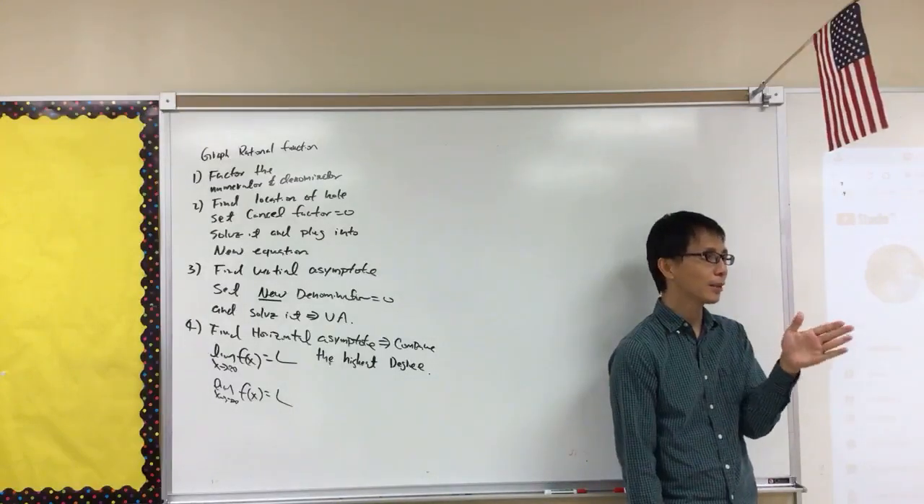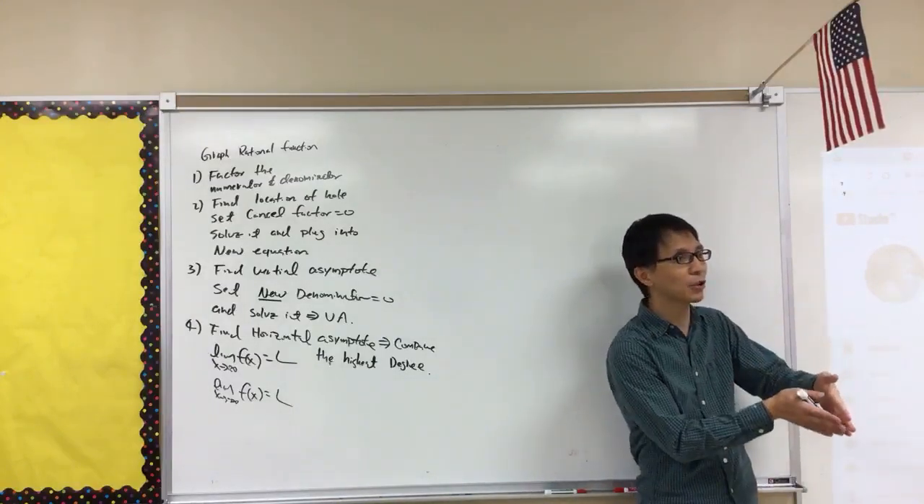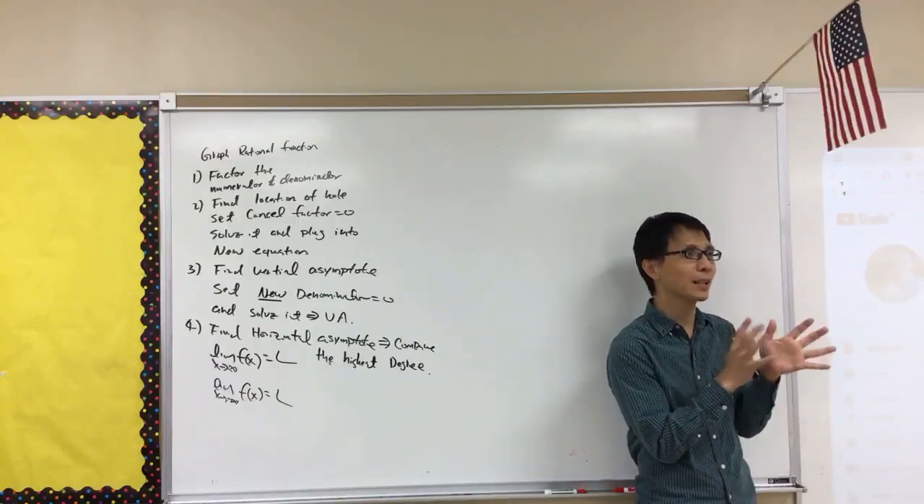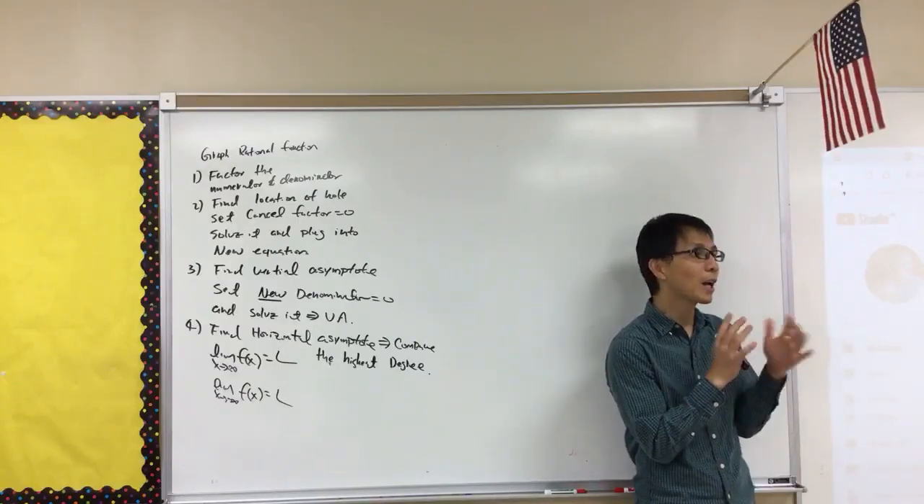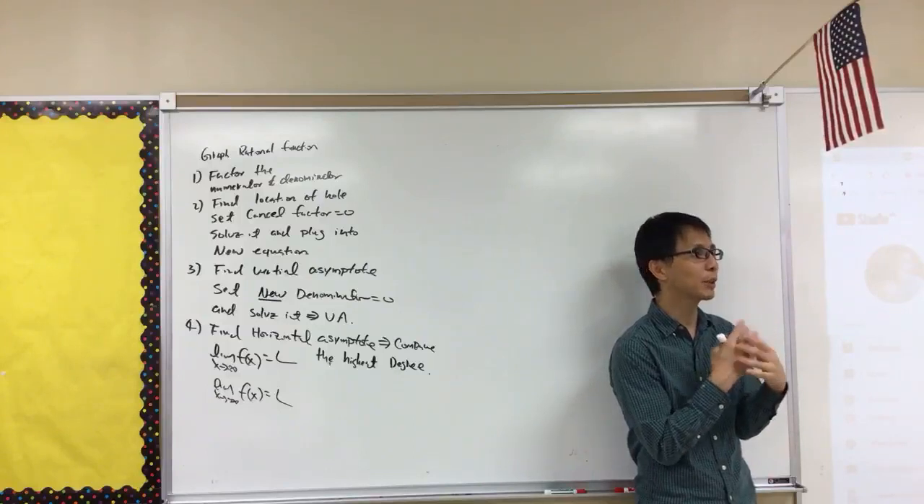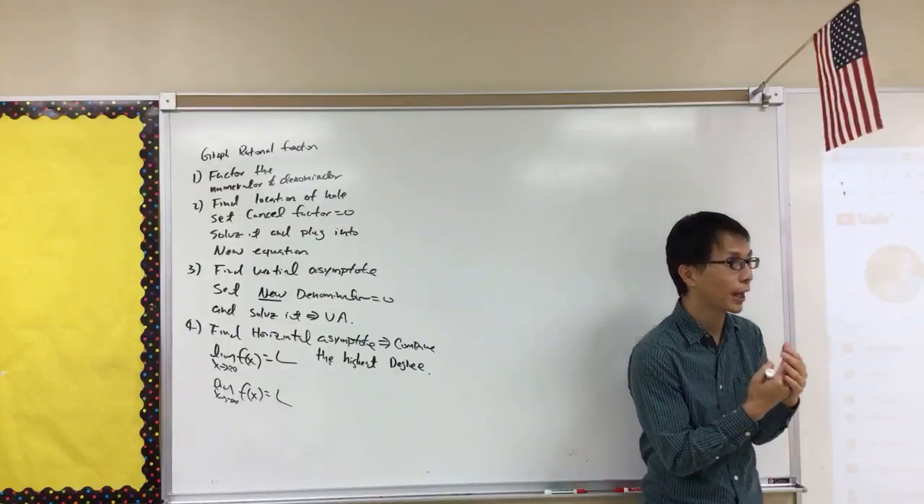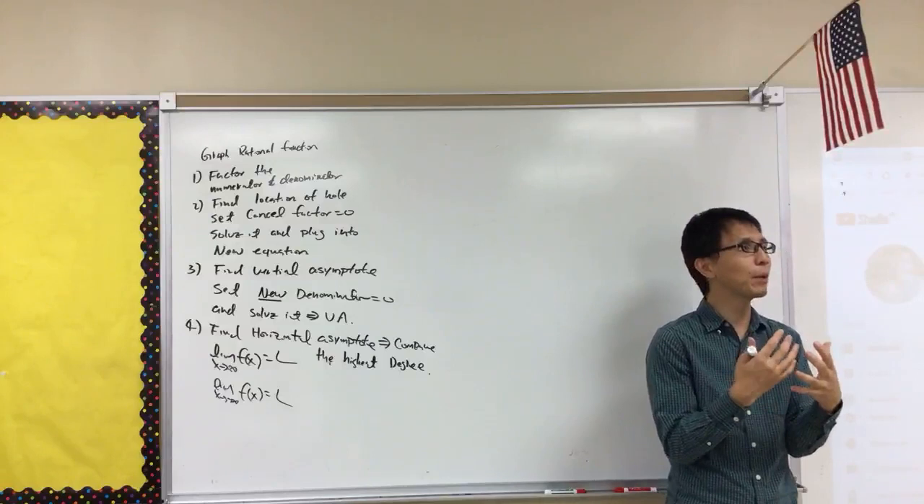So those are the things that the vertical asymptote is never going to touch. But horizontal asymptotes are slightly different. Sometimes they can touch the horizontal asymptote. We're going to give you a couple of cases to look at. But now, how do we compare the highest degree?